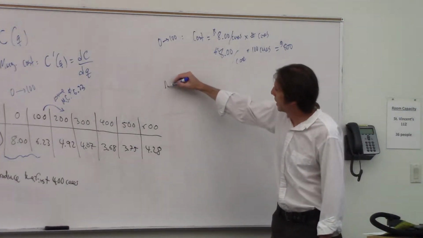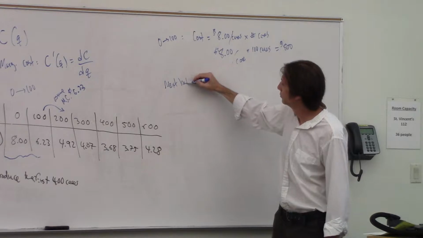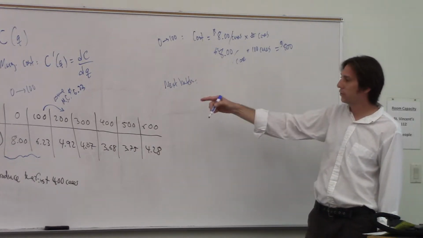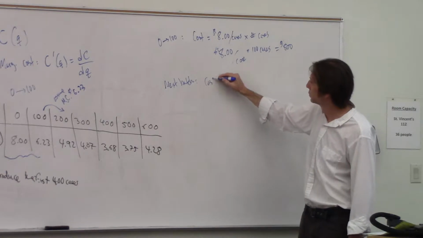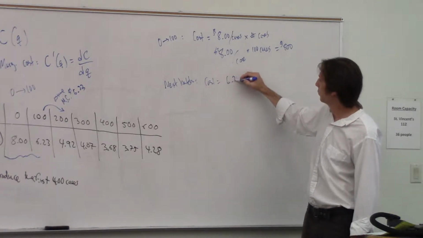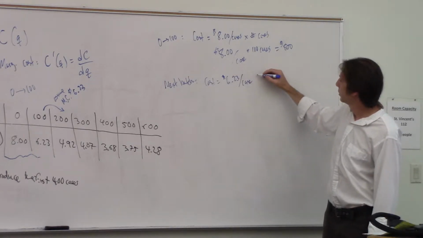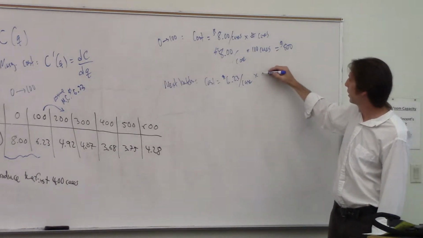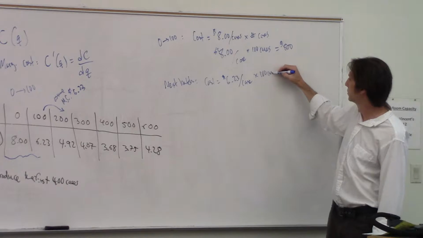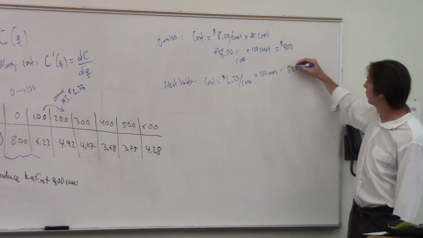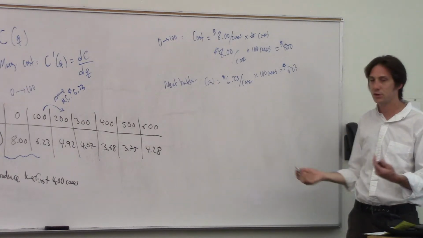For the next batch, going from 100 to 200 cases, the cost would be $6.23 per case times the number of cases, and the number of cases again is 100 cases. And so that gives me a total cost of $623 for that batch, etc.